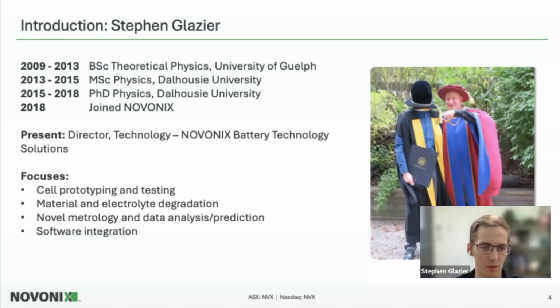My focuses here, of course, are on that prototyping and cell testing, understanding a lot of what's coming out of data. But another thing that NOVONIX is known for is our UHPC systems, our ultra-high precision coulometry systems. So a lot of my focus is in novel metrology techniques, understanding those data, and using those in new ways to get deeper insights into data and different failure mechanisms. That's going to come up a lot in the section on UHPC and how to get deeper insights out of data. Yeah, thanks, Kevin, and I'll pass it back to you.